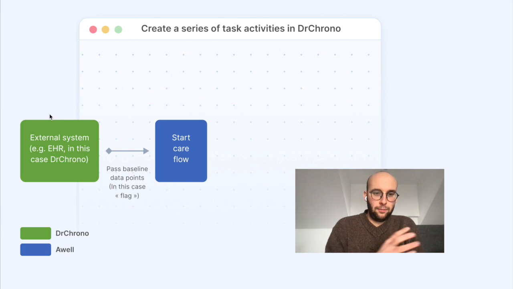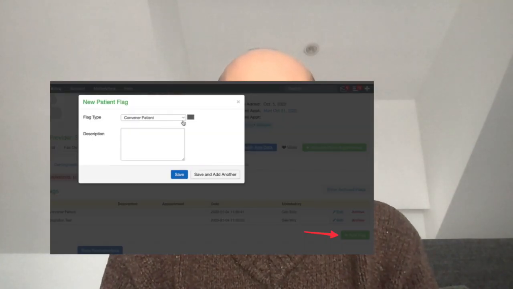Hello, so now the question is, how did Gabriel build this using Awell? So the first thing that I want to show you is how you can use an external system, for example an EHR, which in this case is DrChrono, to push baseline information, in this case a flag, to start a care flow. So Gabriel uses the added flag as a trigger for starting a flow in Awell via a listener, but you can obviously also use other triggers such as an appointment is booked, a lab result is received, or a patient risk assessment is filled in.